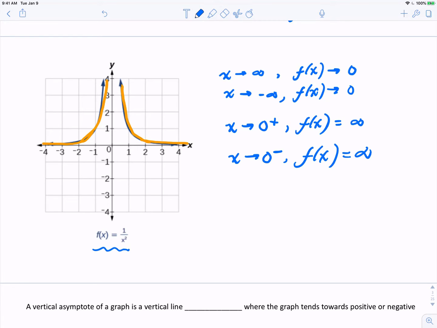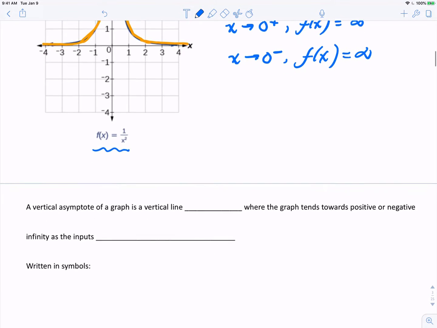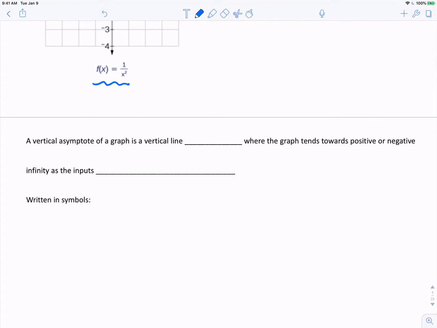So these lines are given special names, and they're called asymptotes. So a vertical asymptote of a graph is the vertical line. Now remember, vertical lines have the equation x equals some constant, where b is just some constant, where the graph tends towards positive or negative infinity as the inputs get closer and closer to b, or in other words, as x approaches b.